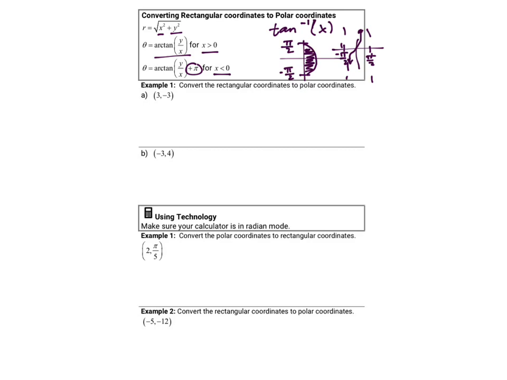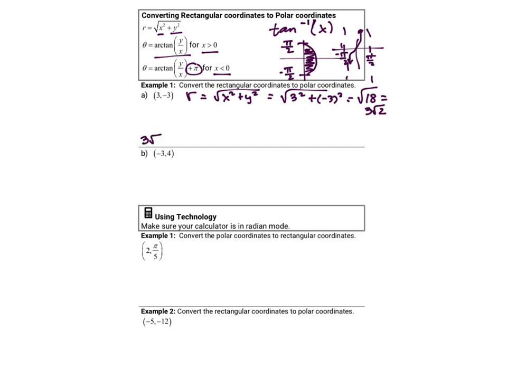Okay, so we're going to convert the rectangular coordinates to polar coordinates. The first thing we got to find is r. And r is equal to the square root of x squared plus y squared. In this case, that's going to be the square root of 3 squared plus negative 3 squared, or the square root of 18. 9 plus 9, 18. Simplify. 3 square root 2. Okay, so there's our r.